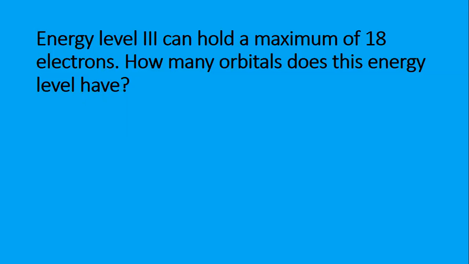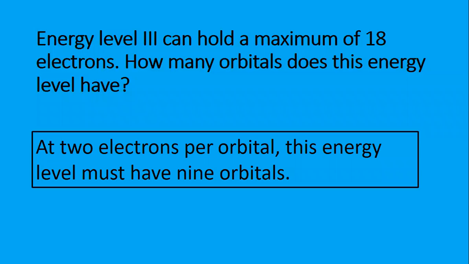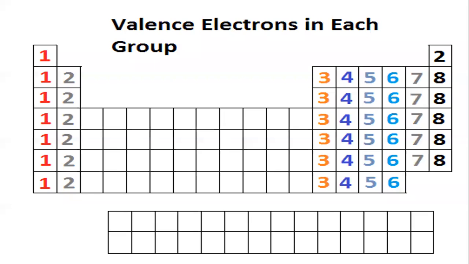Well, if you do the math, at 2 electrons per orbital, this energy level must have 9 orbitals. Electrons in the outermost energy level of an atom have a special significance. These electrons are called valence electrons, and they determine many of the properties of an atom. An atom is most stable if its outermost energy level contains as many electrons as it can hold.